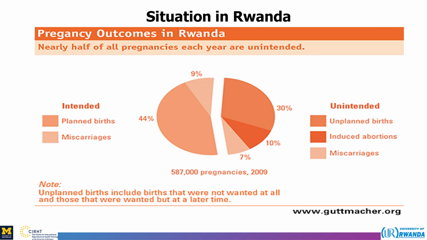This is the situation in Rwanda again. In the figure, you can see of all pregnancies in the country, only 44% are planned, and more than 50% of pregnancies are unintended. Of those, 30% are unplanned births. The rest are induced abortions and miscarriages.